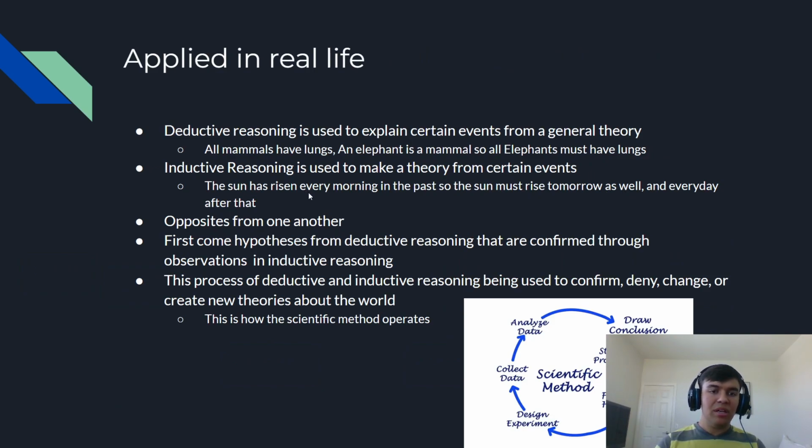And basically, deductive and inductive reasoning are opposites from one another. First comes hypotheses from deductive reasoning that are confirmed through observations in inductive reasoning. The process of deductive and inductive reasoning being used to confirm, deny, change, or even create new theories about the world. And this is seen in the scientific method.